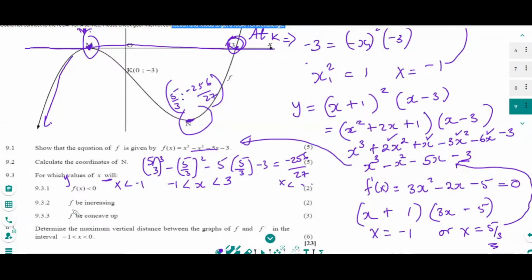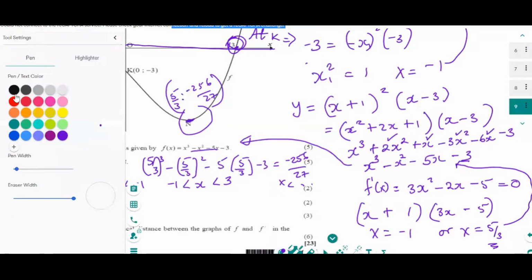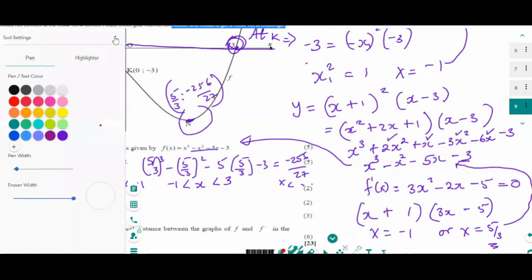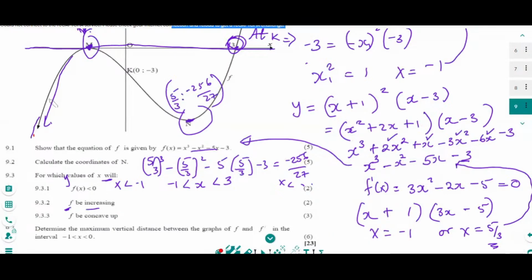9.3.2, where do we find f to be increasing? So when the graph is increasing, we look at just the gradient. So along this format, sorry, I need the red one. So along this format, the graph is increasing. So that is a plus. And then in this section, it's a negative because the graph is dropping. And then from here, the graph is increasing.